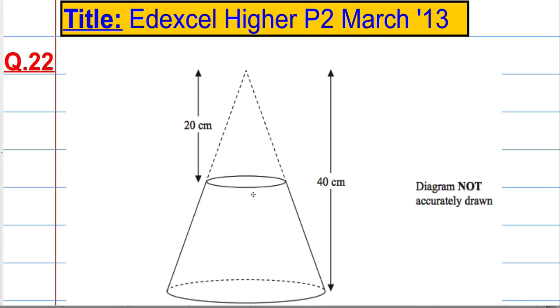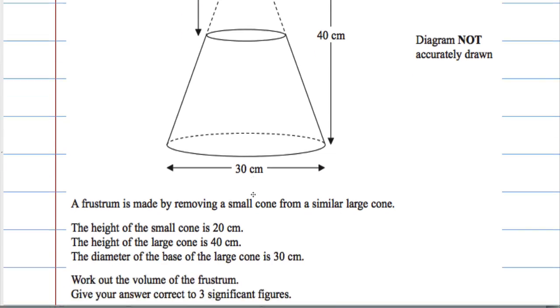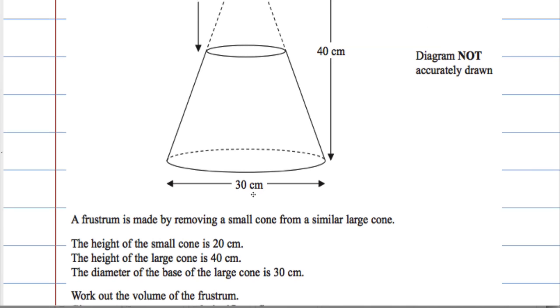In 22 we have this terrifying looking shape known as a frustrum, and it's made by removing a small cone from the top of a large cone. That's similar. The height of the small cone is 20, the height of the large cone is 40, the diameter of the base of the large cone is 30. Work out the volume of the frustrum.